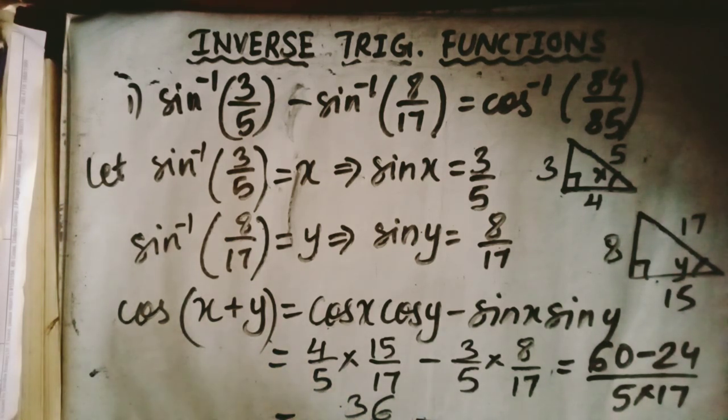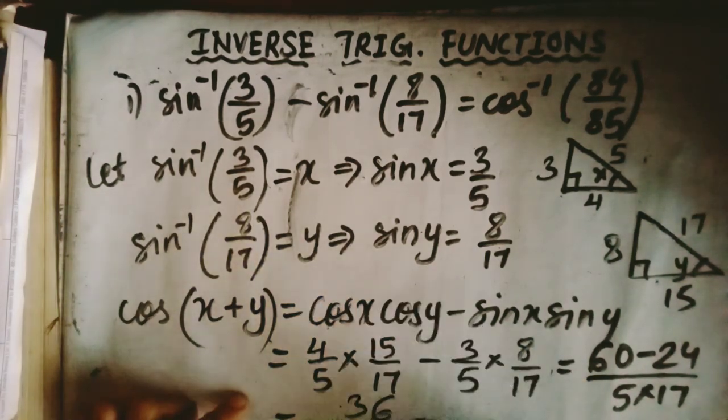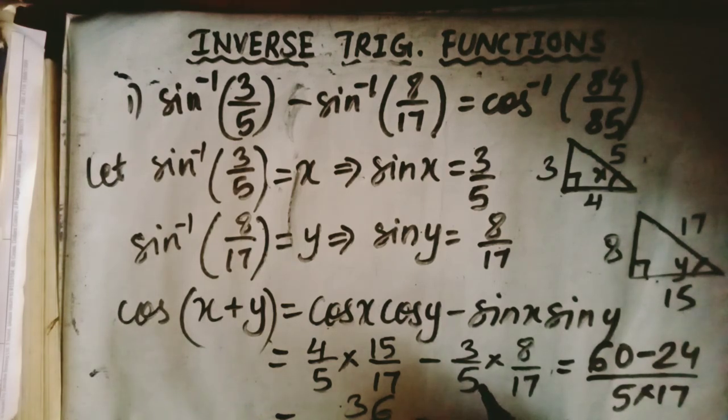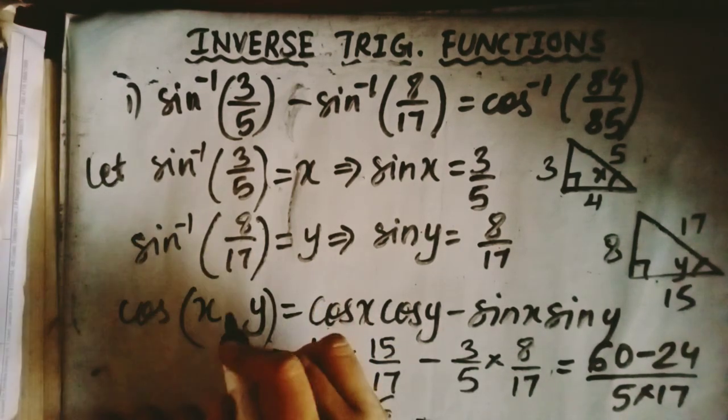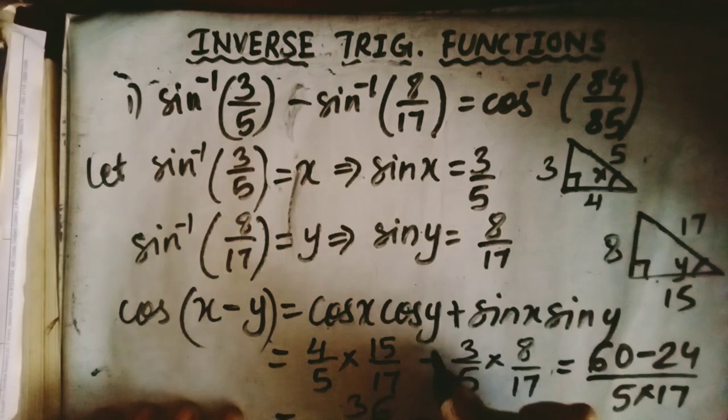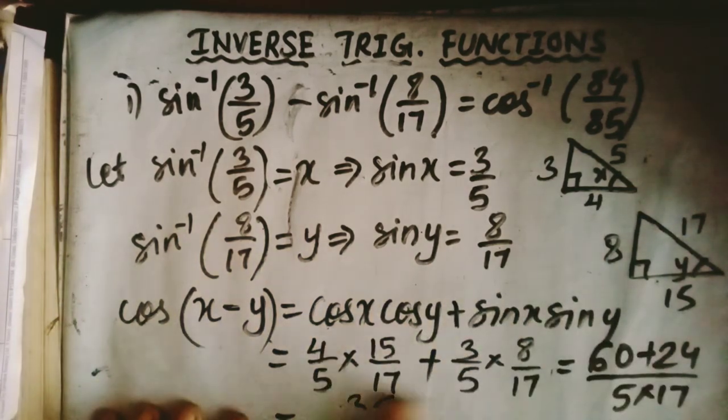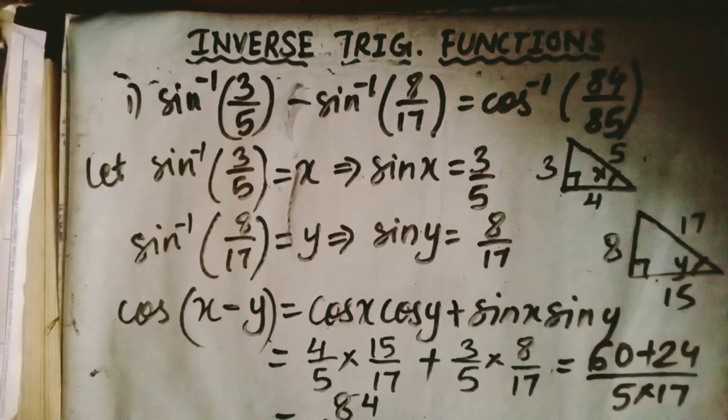This is minus, sorry. So this will be plus. You have to add them. So this is 84, right, and 17 into 5 it is 85. So we got our right hand side.